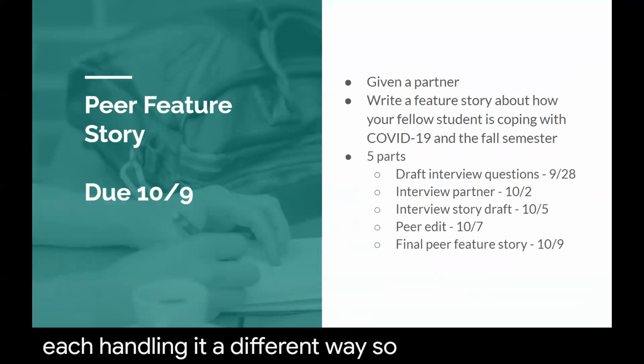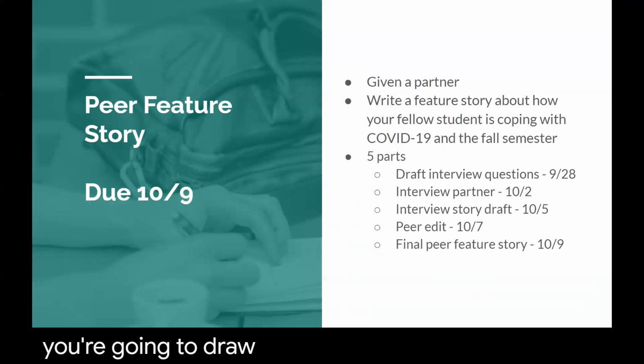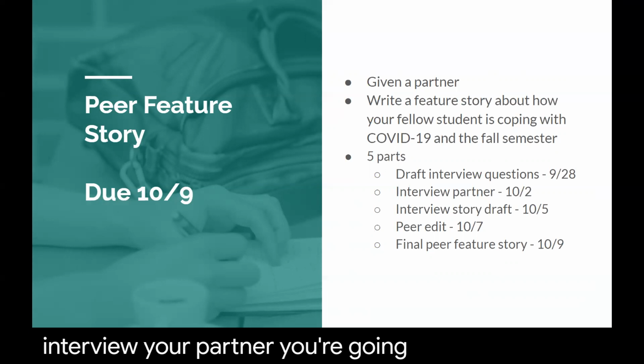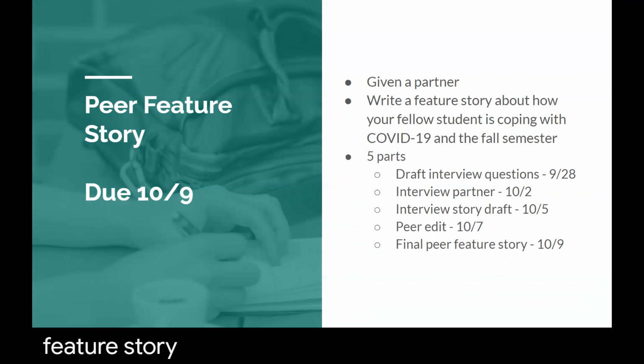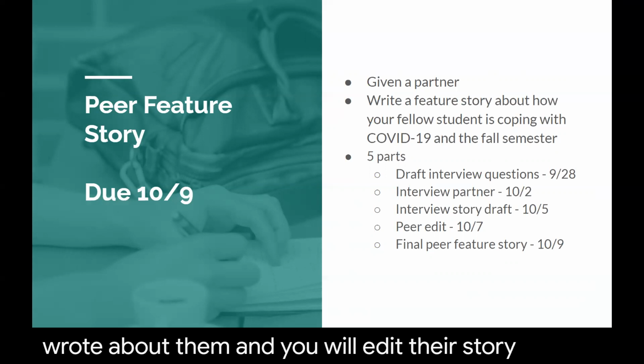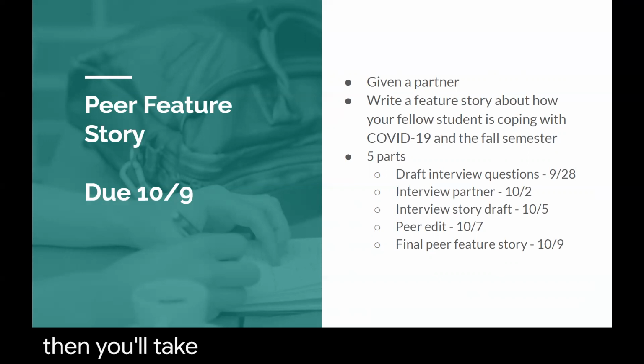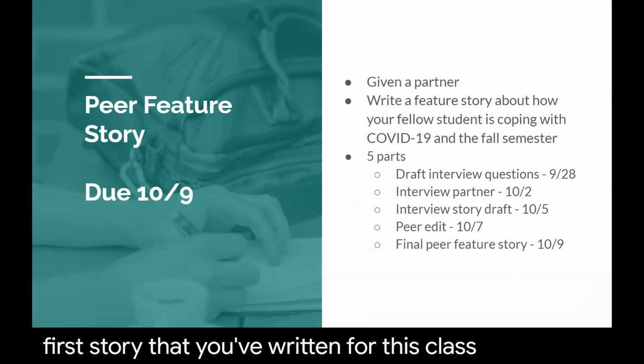Based on that, you're going to draft interview questions. Then you'll interview your partner. You're going to write up the feature story. Your partner will edit the story you wrote about them, and you will edit their story. And then you'll take in their edits, revise it, and make a final peer feature story. And that's going to be your very first story that you've written for this class, which I think is so cool.